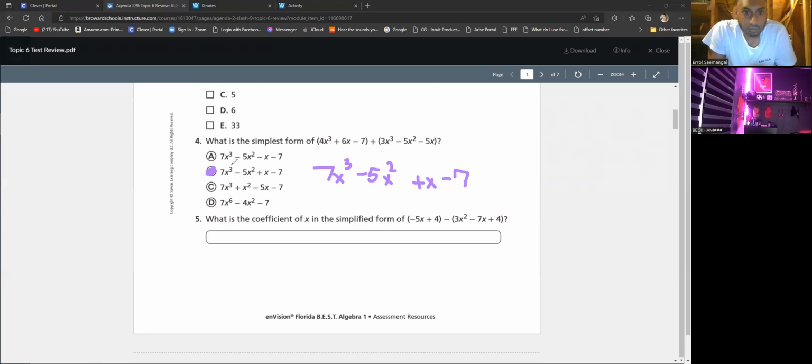All right, so 5 is like number 3. What is the coefficient of x in the simplified form of that? What's the number beside x in the simplified form? Like the 5s and the 3s and the 7. They're talking just about the x coefficient. Circle that one. Yeah, that one. And which other one? No, not the x squared, just the x.